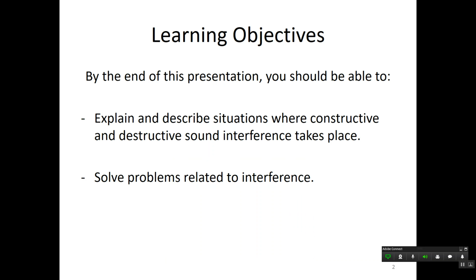So we're going to talk about constructive and destructive interference. You guys should know what that is already. Constructive is when you, what do you do with the waves? Add them, and destructive would be when you subtract them, right? And it's a bit more complicated than that, because sometimes you can add waves and get destructive interference.